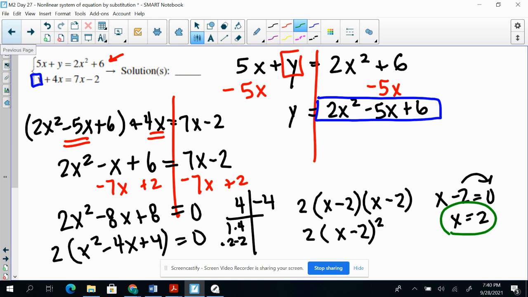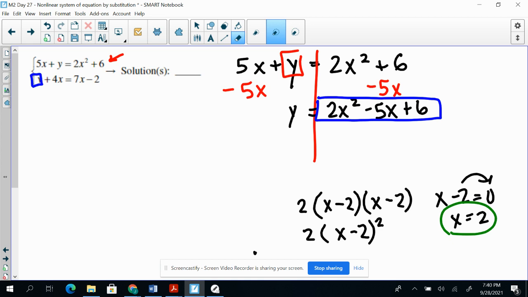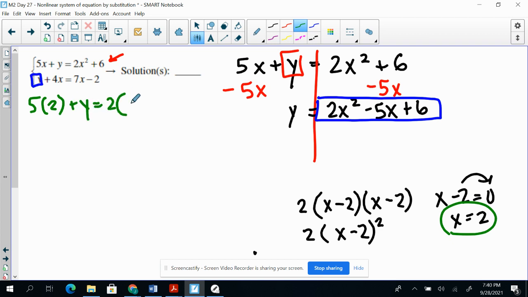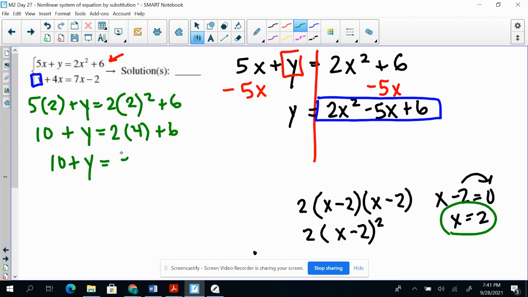And I'm going to need to erase because I can't see the equations when I scan down. So we're going to take that 2 and plug it in to the first one. So 5 times 2 plus y equals 2 times 2 squared plus 6. So 2 squared, because we always want to do our exponents first. So 2 times 4 plus 6 equals y. And some of you are going to think I'm writing out too much, and that's fine. But I just want everyone to see where these numbers are coming from. And I also, especially while I'm teaching, have to make sure I don't make majorly bad mistakes.